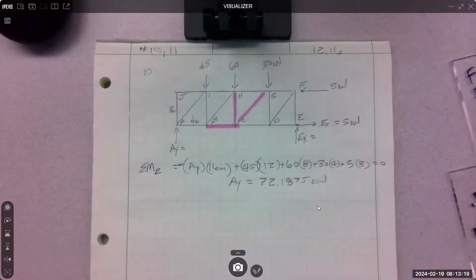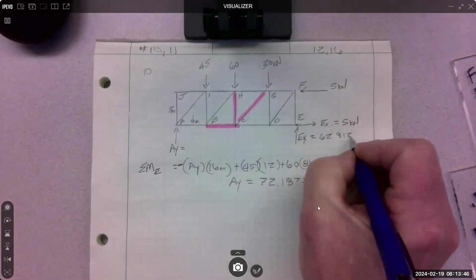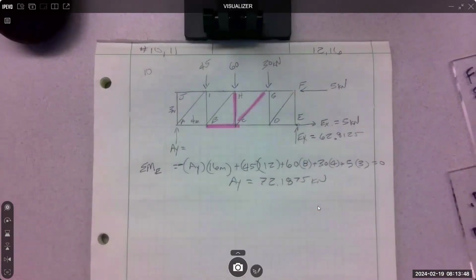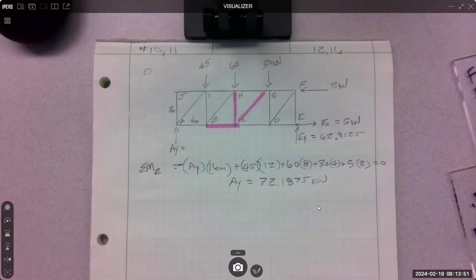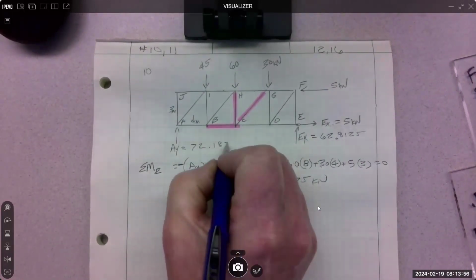Didn't it say you had to make two? Yeah, but you could then use the left side on both cuts, or the right side on both cuts. So, 135 minus 72.1875 is 62.8125. Is that right? Anybody else get that? Okay, so there's our reactions, 72.1875.